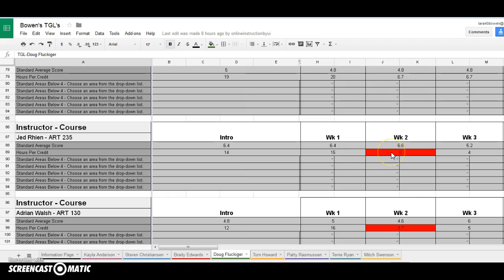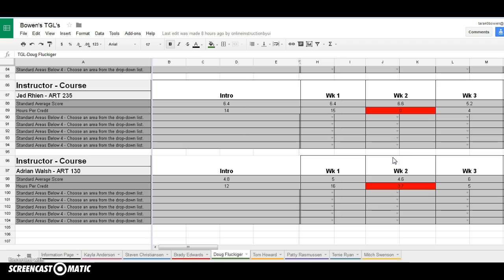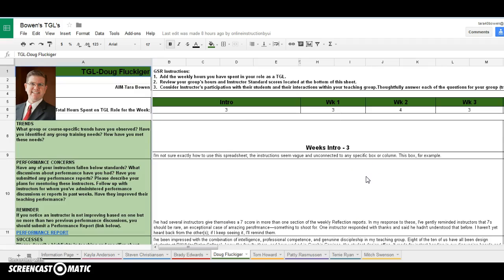You know, this one again, I think it's just the students who fill out this information, I think they're just a little bit delayed. I mean, this shouldn't be a 3.7. It shouldn't be highlighted, because if you're doing 3.7 hours per credit, you're right where you need to be. So anyway, that's the next thing you do: you review their hours and see what you're seeing on their sheets. And then you consider their participation with their students, their interactions within your teaching group.